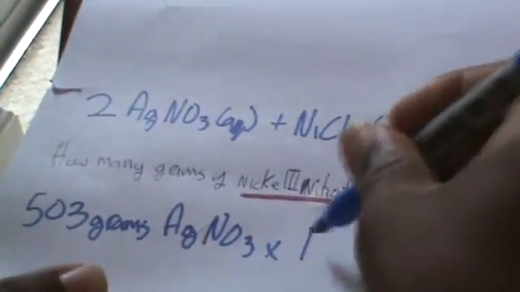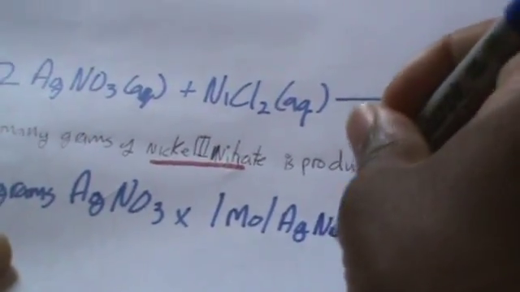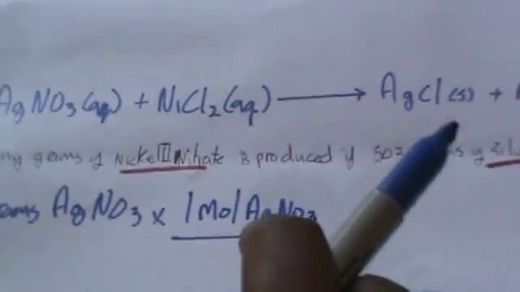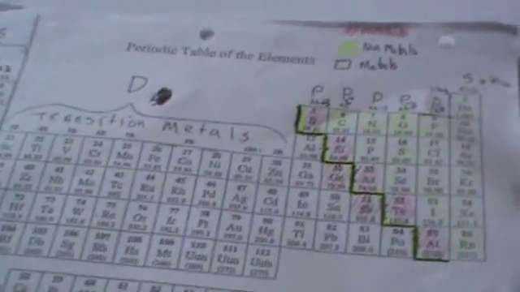So 1 mole of AgNO3 is equal to how many grams of AgNO3? To do that, I'll whip out my periodic table. I need to know how many grams are in 1 mole of silver, in nitrogen, and in oxygen. There are 3 oxygens, so that's 16 times 3. I have 1 nitrogen and 1 silver, so I'm going to break it down.